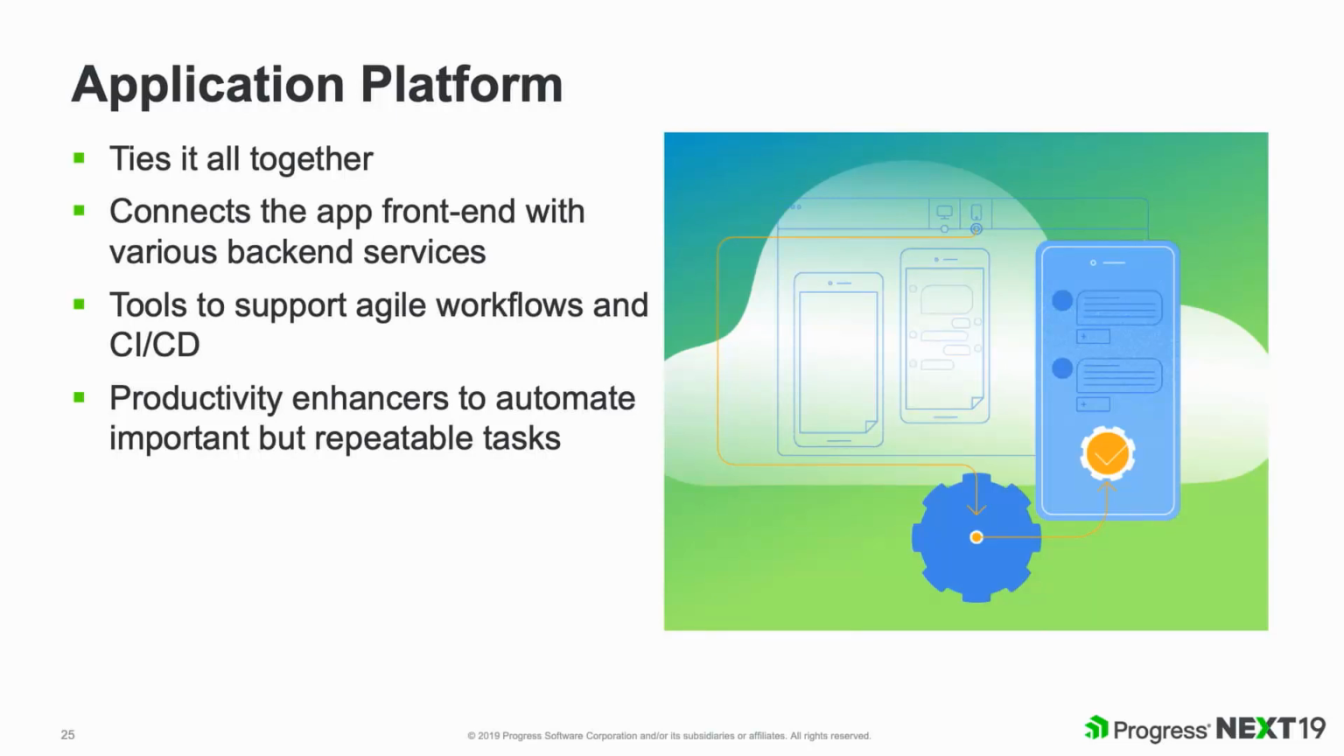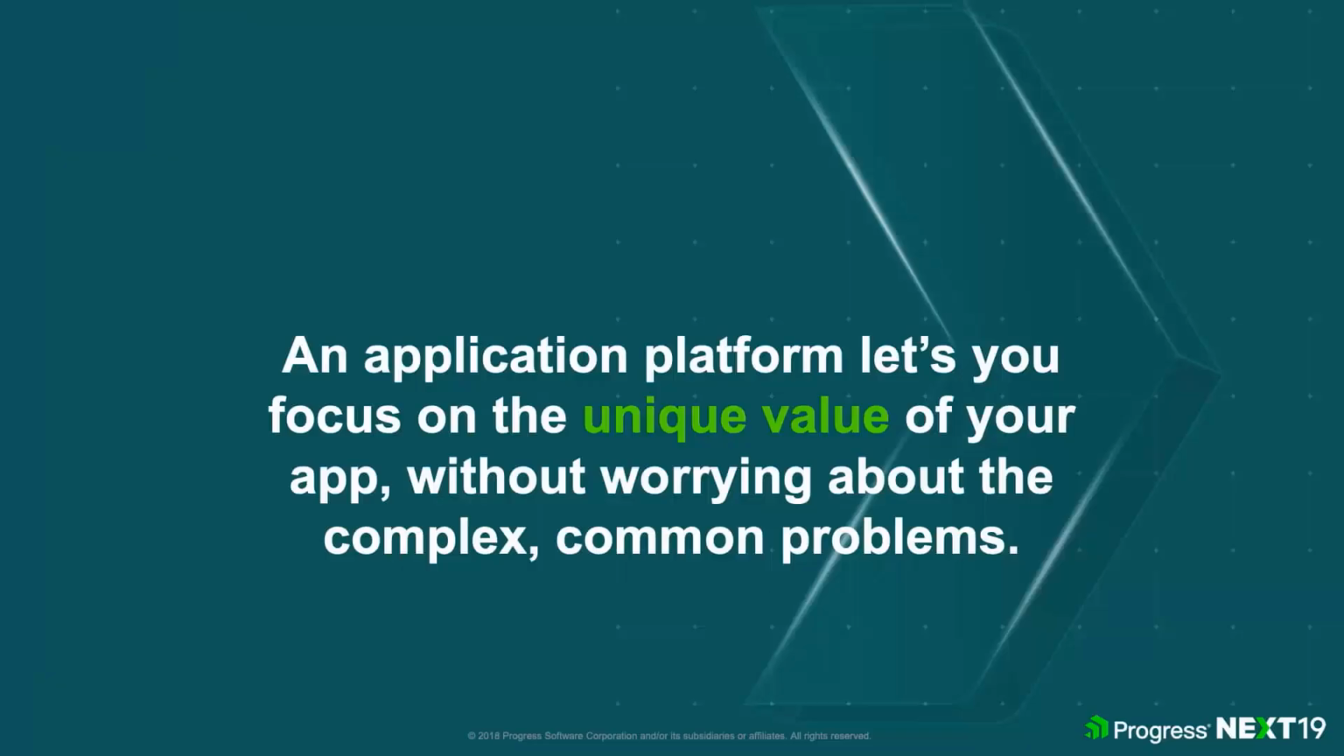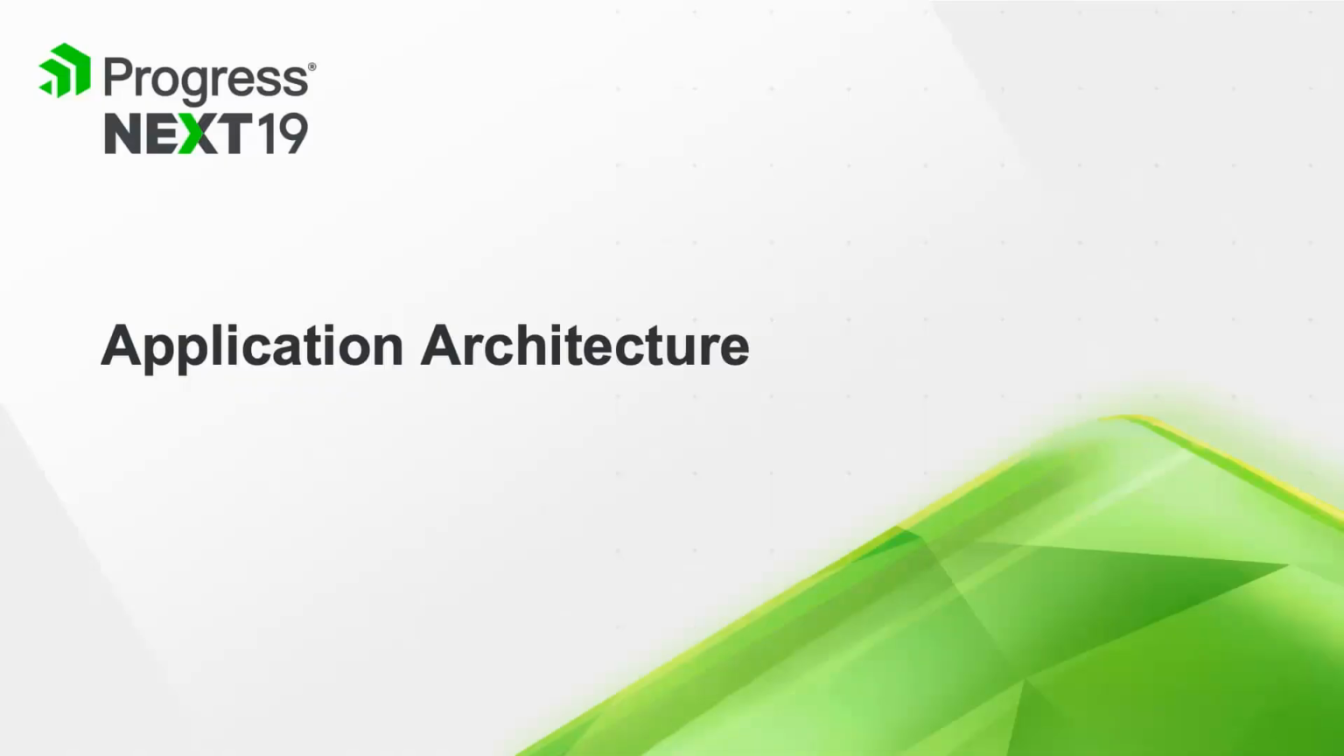Application platform is what ties it all together. It connects the app front end with various back-end services. It supports agile and continuous workflows, and it includes productivity enhancers to automate important but repeatable tasks. An application platform lets you focus on the unique value of your app without worrying about complex, common problems.